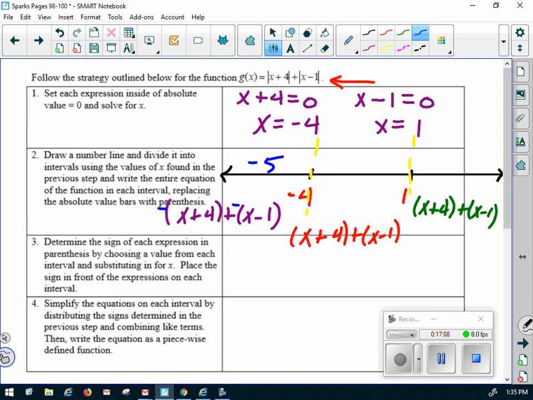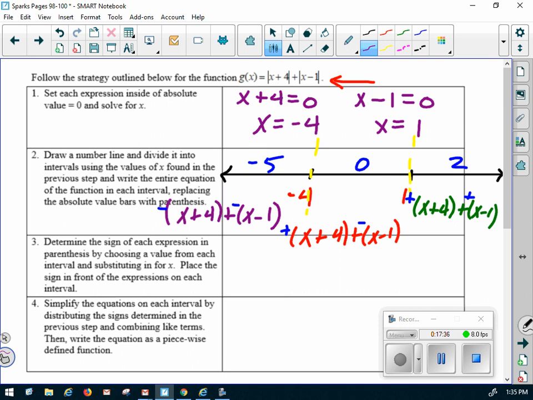Pick a number between -4 and 1. Hey, 0. Does 0 make this first parentheses positive or negative? Second. Good. Last interval. Great. Positive or negative? And great. Now let's clean them up.